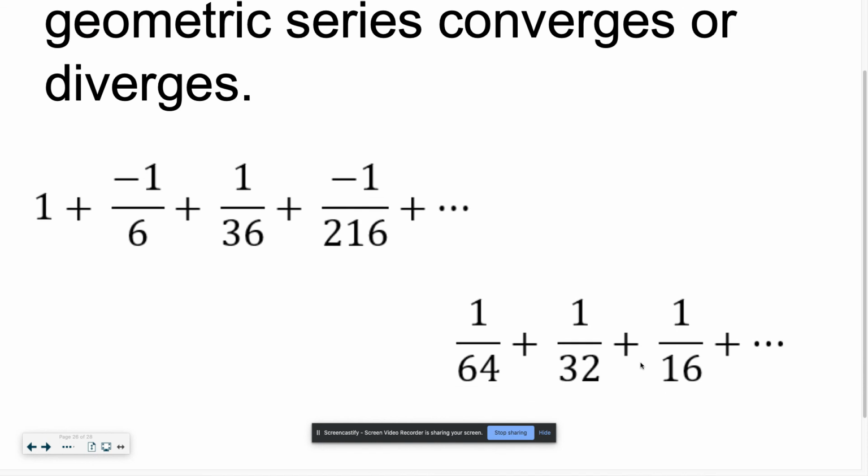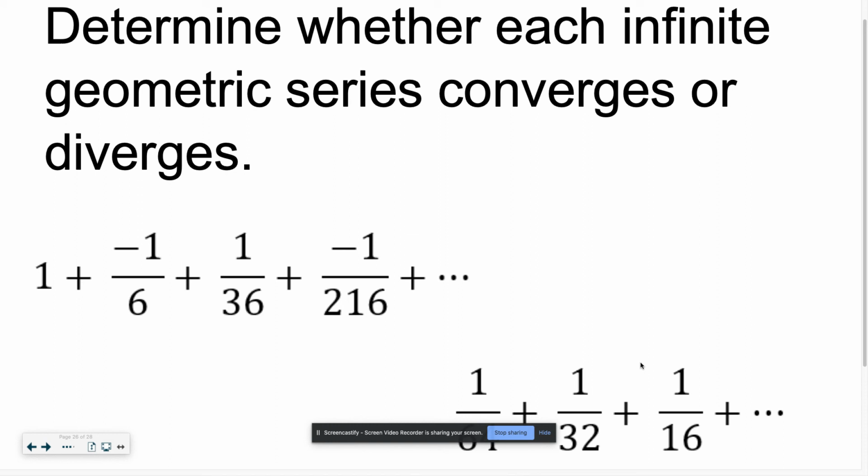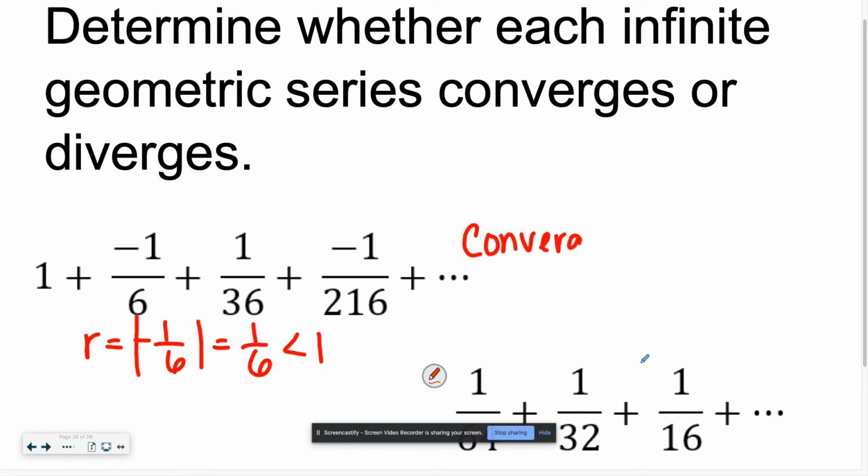Okay, so really what we need to figure out is what our common ratio is. Okay, so if I look at the first one, I notice that I am multiplying by negative 1/6. So if I take the absolute value of that, I get 1/6. Is that greater than or equal to 1 or less than 1? It is less than 1. So this series actually converges to a specific number. Even though it keeps going on forever, it converges to an actual number. Okay? And we'll go over how to find the sum on the next slide.